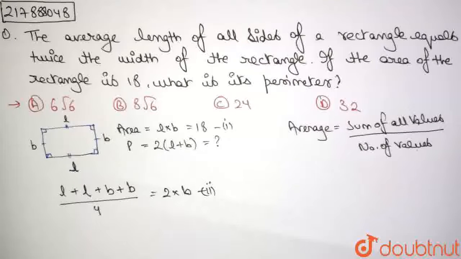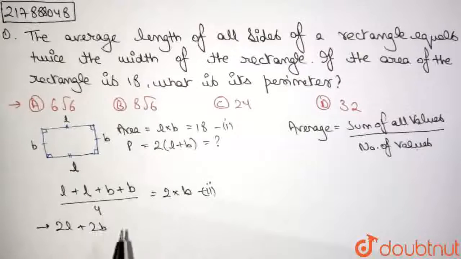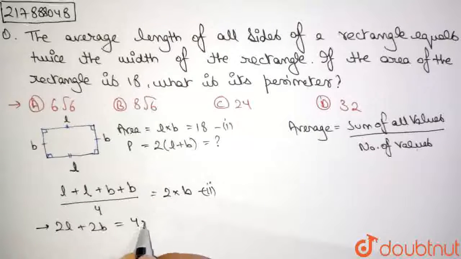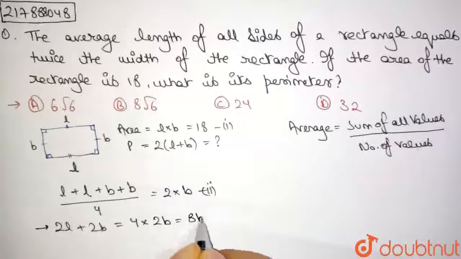From relation 2, I can see that if we multiply both sides by 4, the left side can be written as L plus L is 2L, plus 2B, because B plus B. And we are multiplying both sides by 4, so this denominator 4 gets cancelled out. This is equal to 4 into 2 into B, so it's 2B, which is equal to 8 times B.